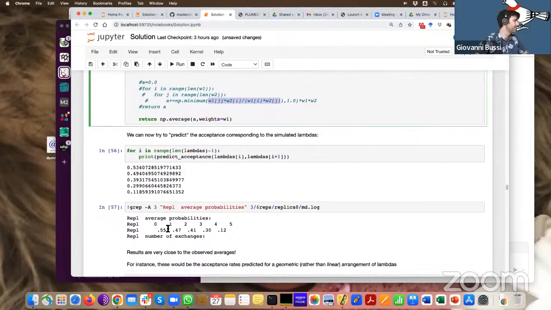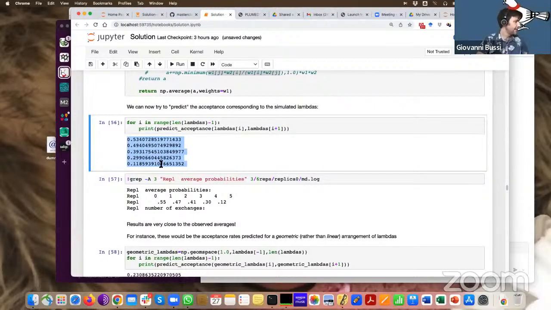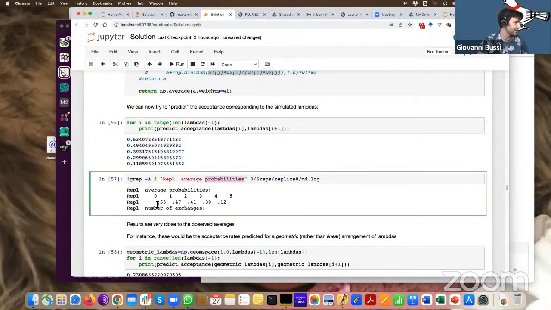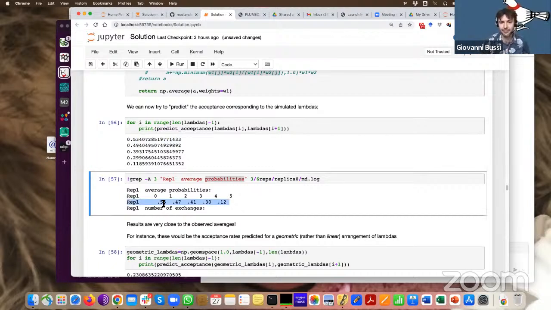I can show you that it works. So the simplest thing to do is try to predict the acceptance between lambda 0 and lambda 1, lambda 1 and lambda 2, and so on. Those lambdas that I used in the simulation. Okay, you see these are my predictions. And then I can check from the log file which were the actual acceptance rates. They're very close. So my prediction actually is more accurate because it also takes into account exchanges that I didn't try, like pairs of frames that I didn't try. So this estimate is more accurate than this one. Okay, does it make sense?